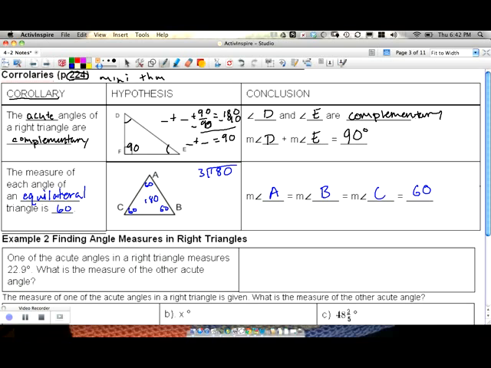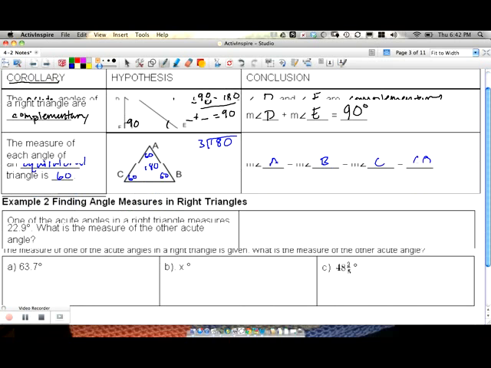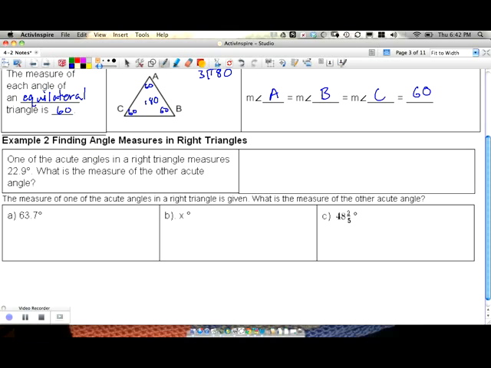So let's do some examples that are dealing with that idea. One of the acute angles in a right triangle, so I'm going to go ahead and draw a picture here of a right triangle.